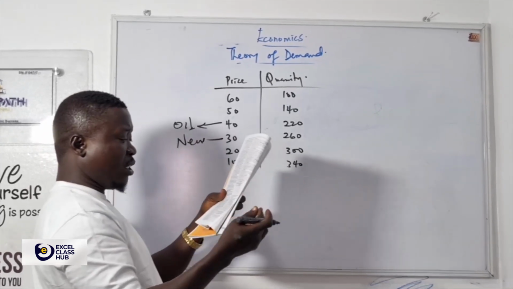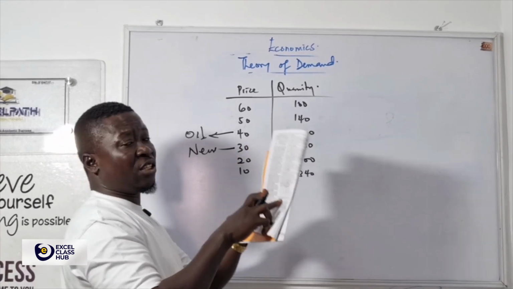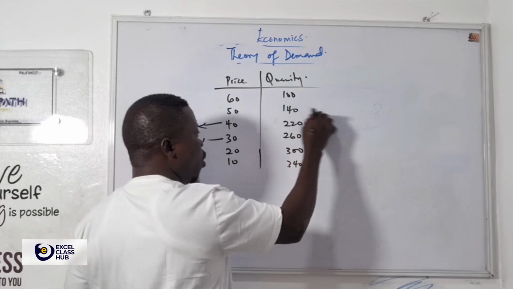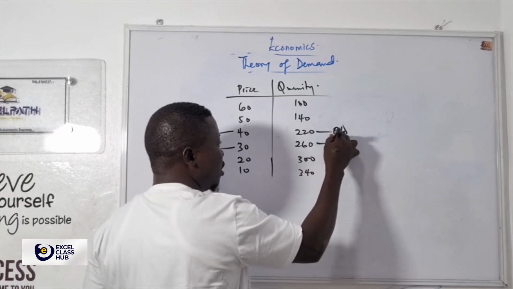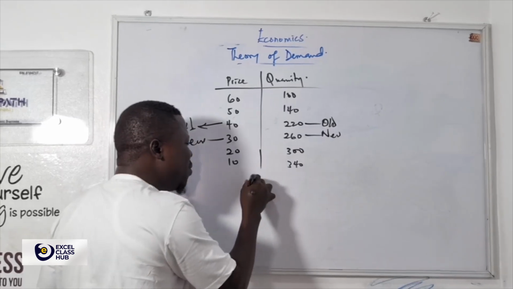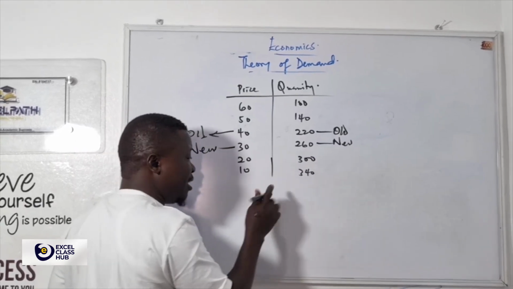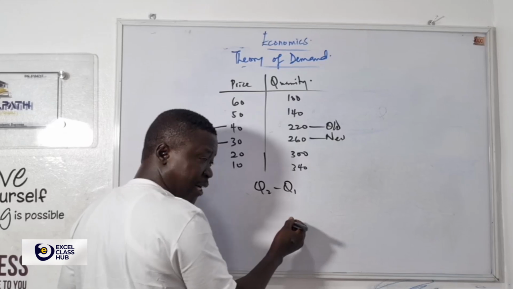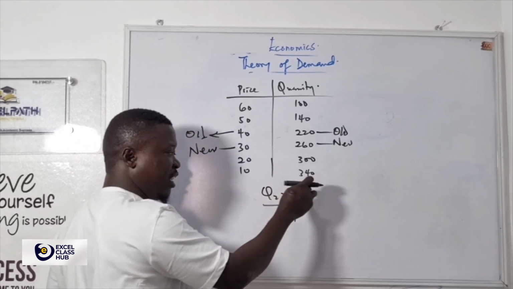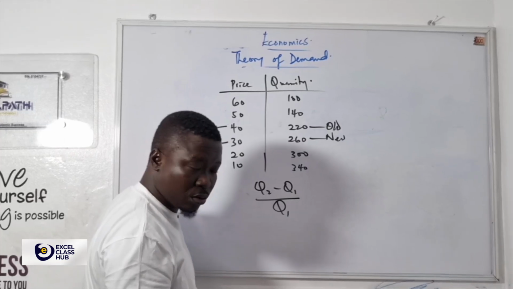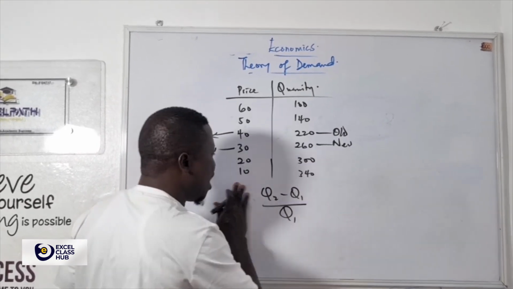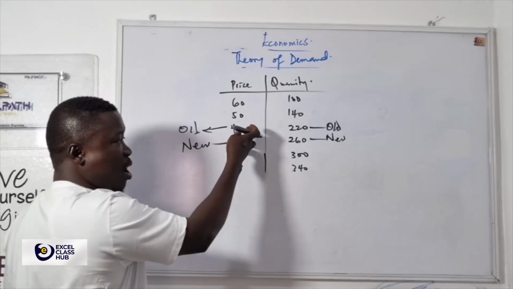What is the price elasticity of demand? Now, automatically, this is the old quantity and new quantity. What is the question telling us? When I was giving initially, Q2 minus Q1 over Q1. Here, Q2 is the new, and Q1 is the old, over old times 100 over 1.